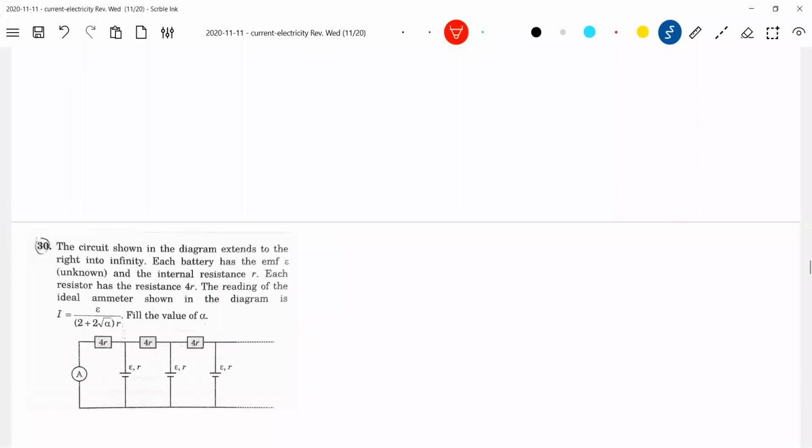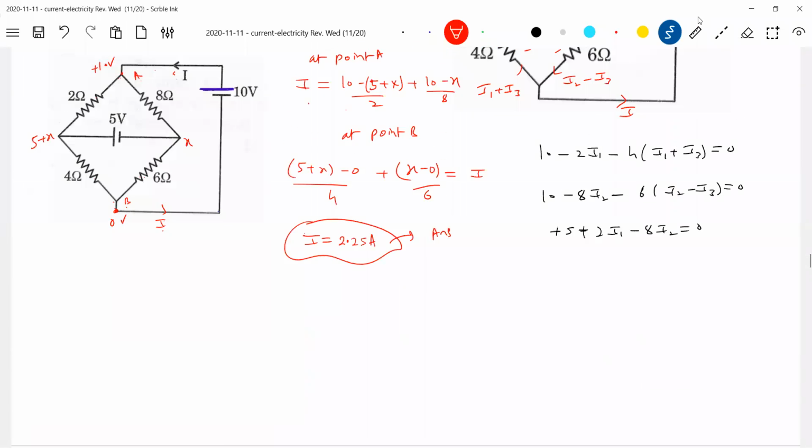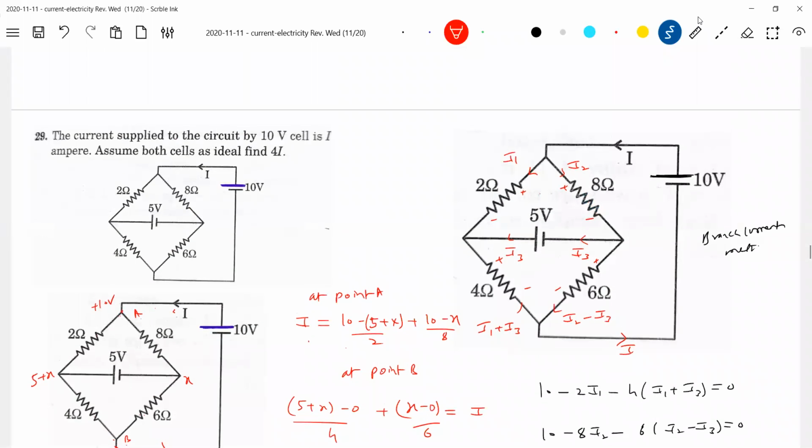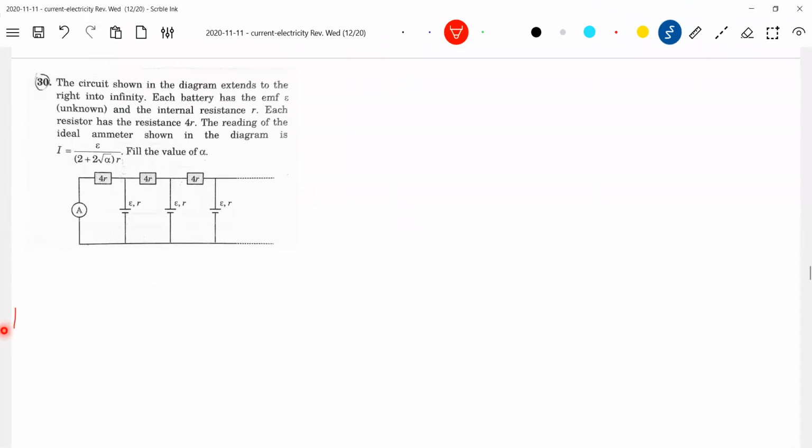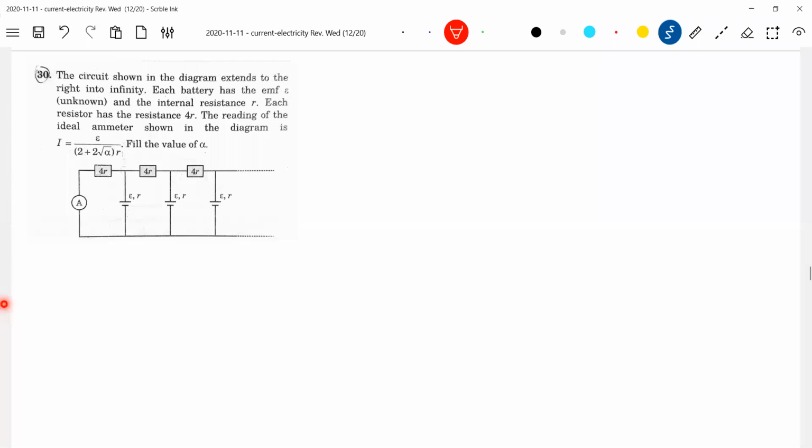Let's take the next one. We'll speed up. I took 20 numericals. We are at the 12th one.